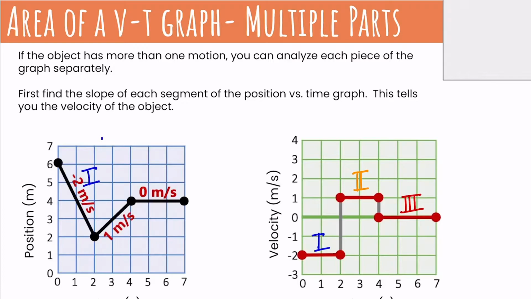And so for segment 1, our displacement is going to be the final position minus the initial position, right? So our final is 2 meters and our initial position is 6 meters. So we have delta x, displacement, is equal to 2 meters minus 6 meters, which is going to give us negative 4 meters.